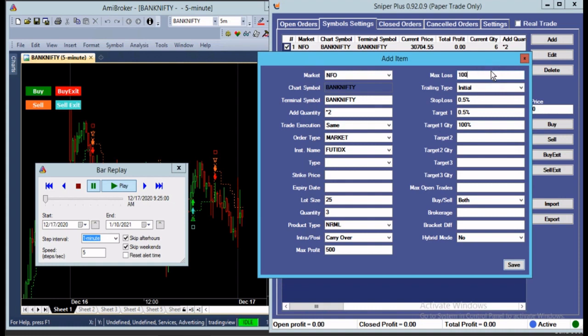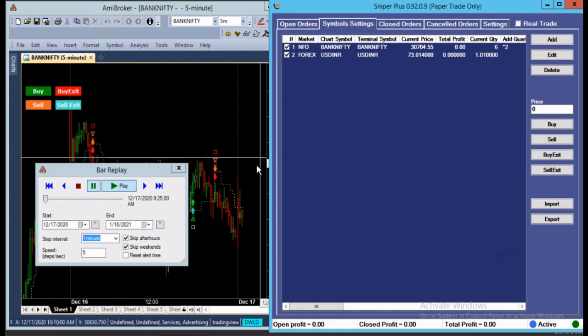It is the same for the maximum loss also. If the maximum loss is achieved, then it won't take the signals for that day, but it will take the signals for the next day. Only for Bank Nifty, not for others, only for Bank Nifty. So max profit let it be 2000 and the max loss let it be 1000. So if the profit of 2000 is achieved, it will not take the call for this day, it will take the trade for the next day. Same for max loss also. Let us save.